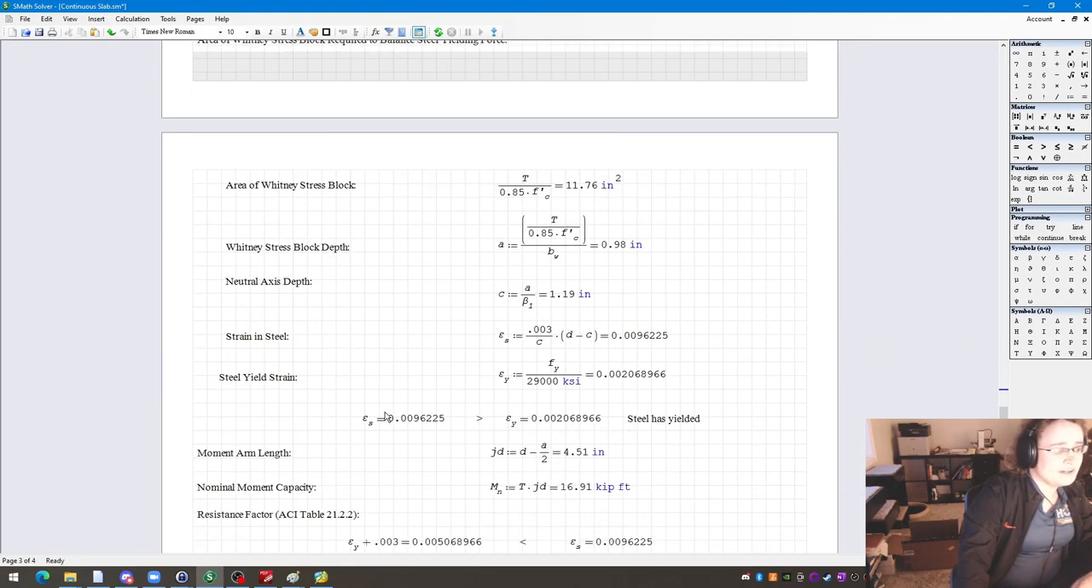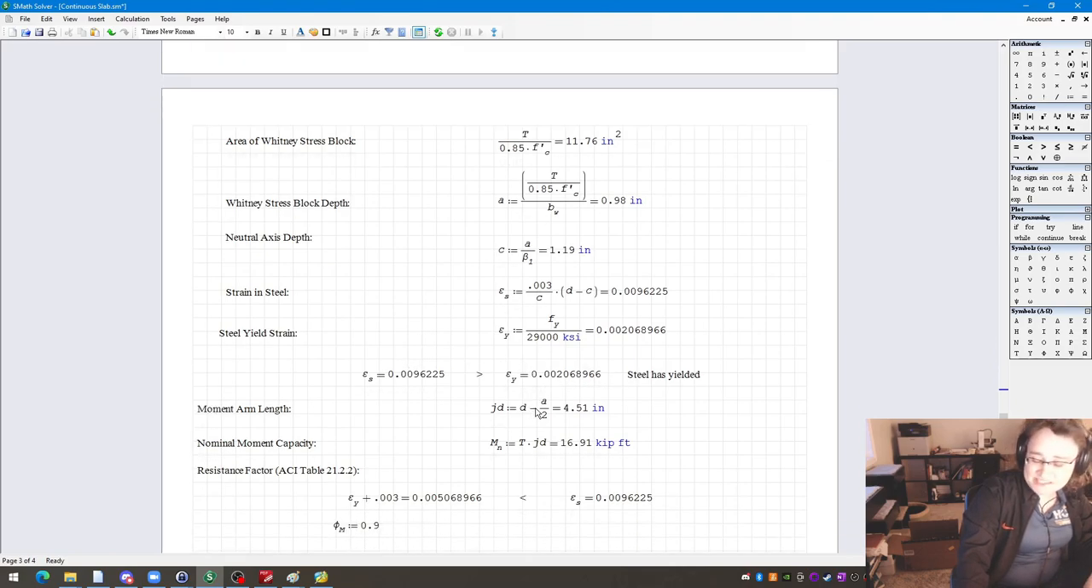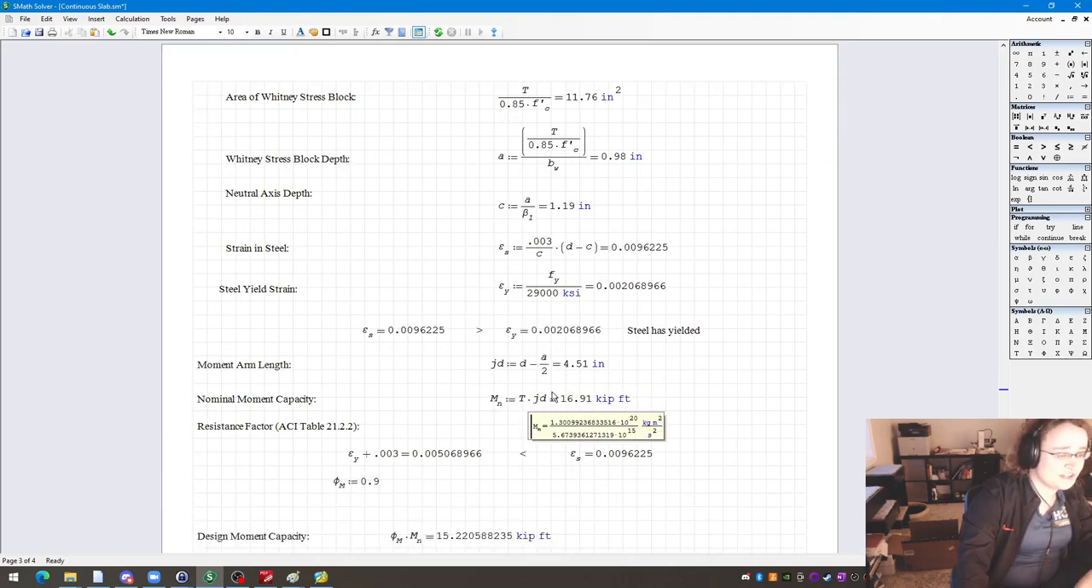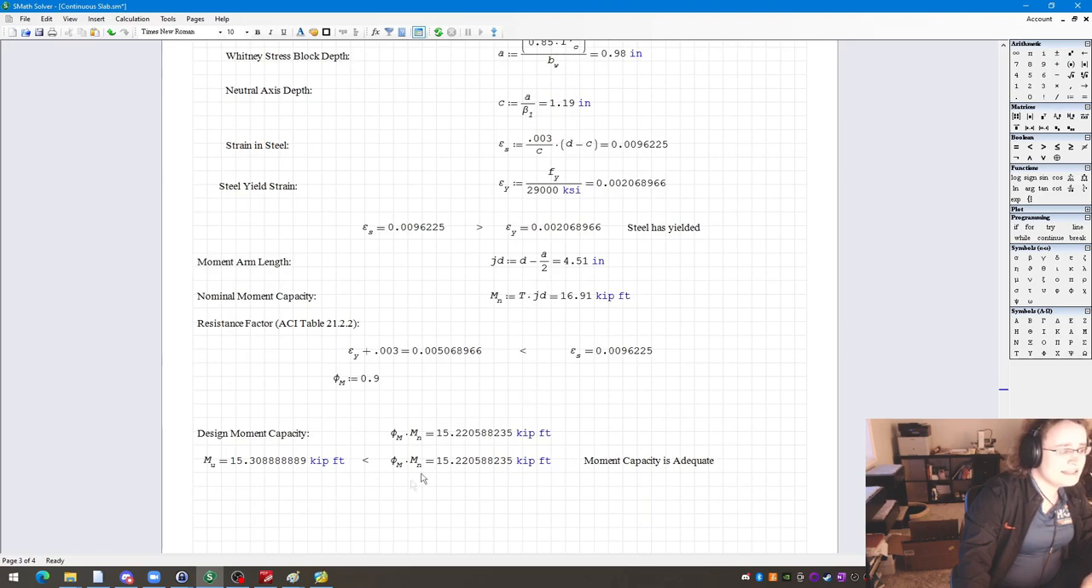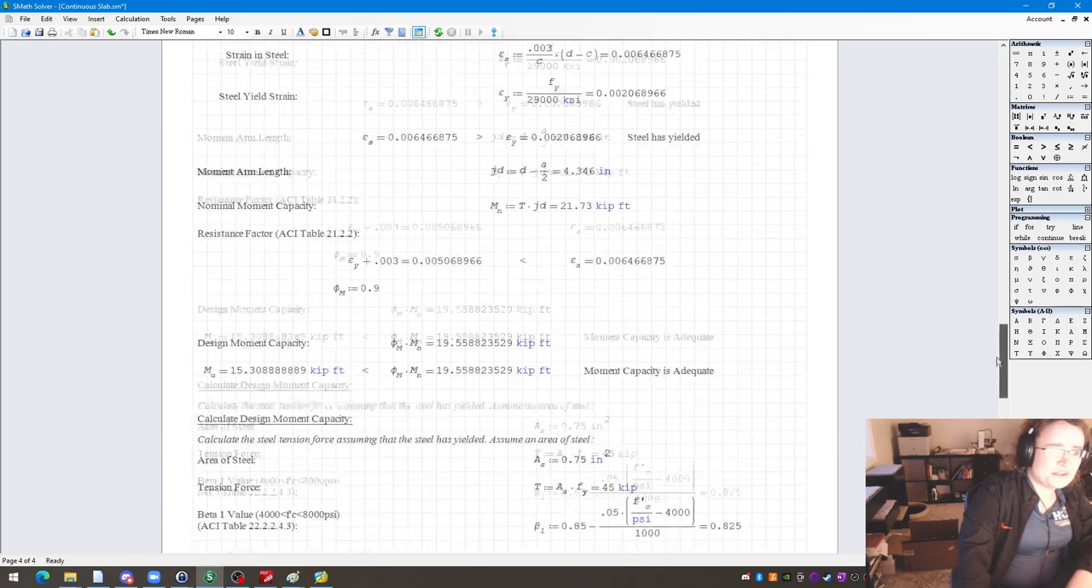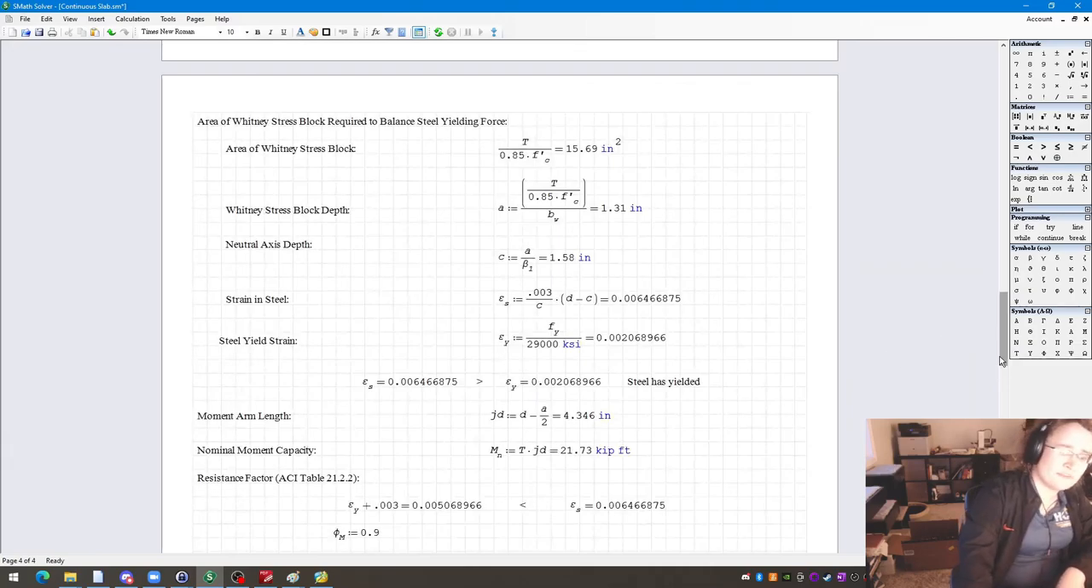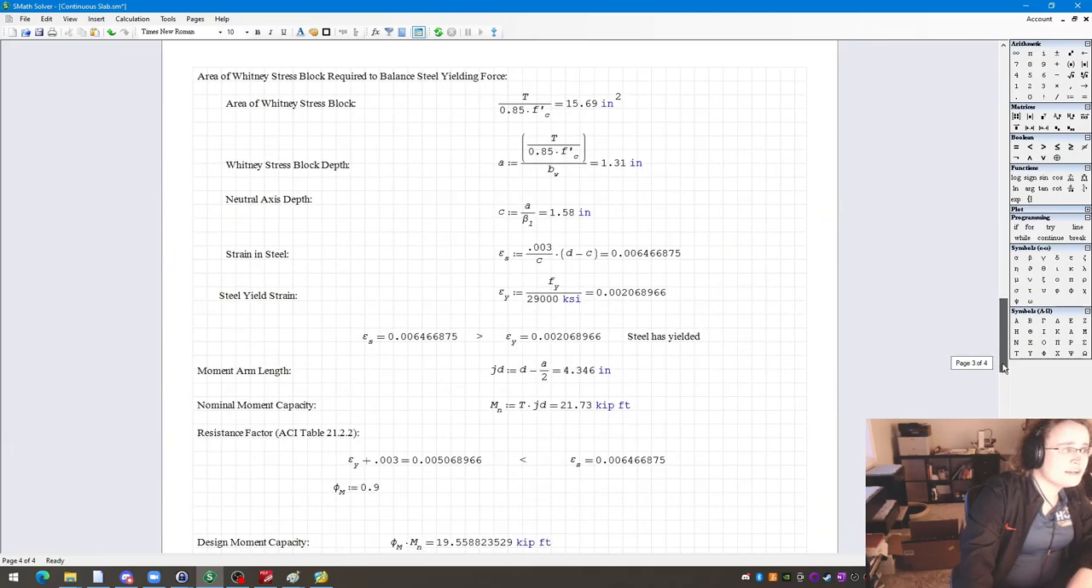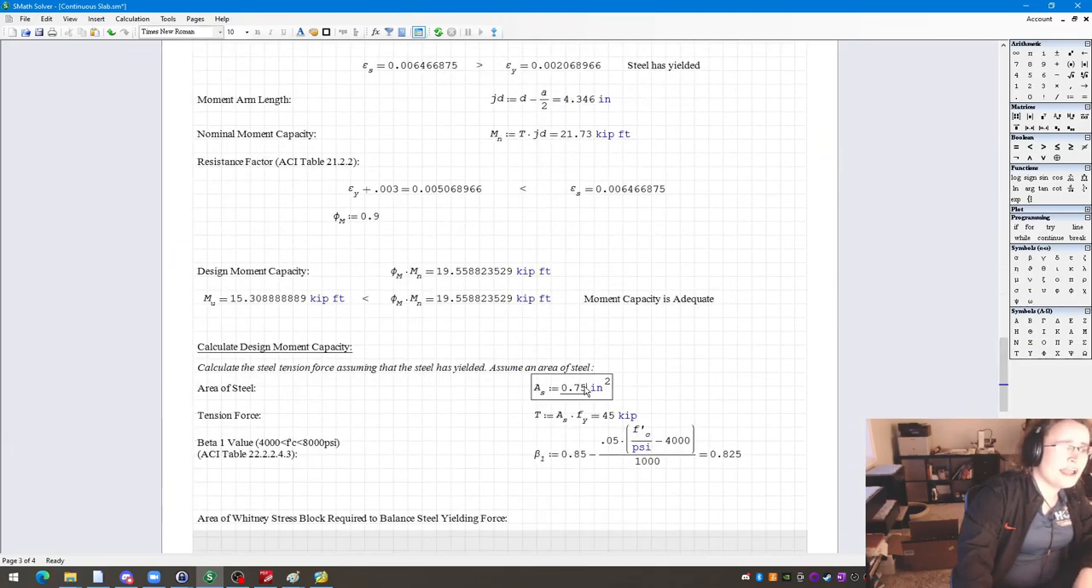And let's see, so our steel is still yielded. That's not unexpected. We should have a larger strain. And in this case, that's actually not going to work. At 0.75 inches squared, that is actually not going to be sufficient. So maybe we could, let's see, increase that back up a little bit. Let's try an area of steel of 0.8 inches squared.